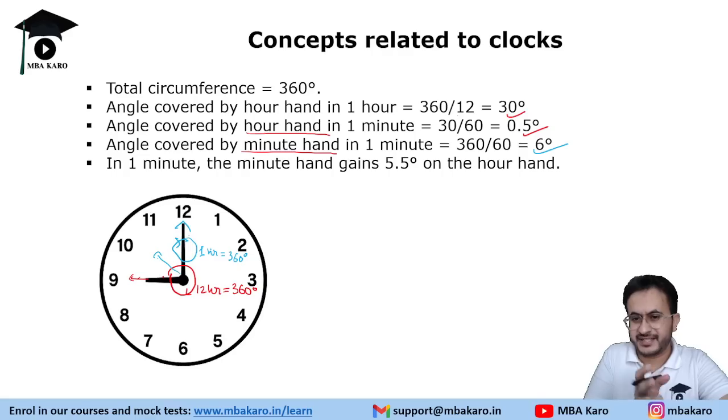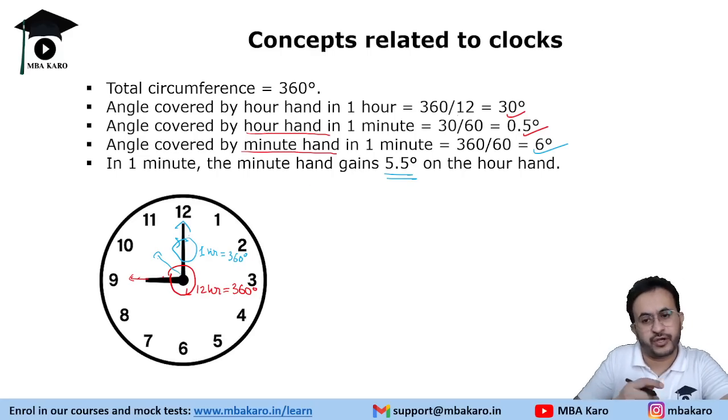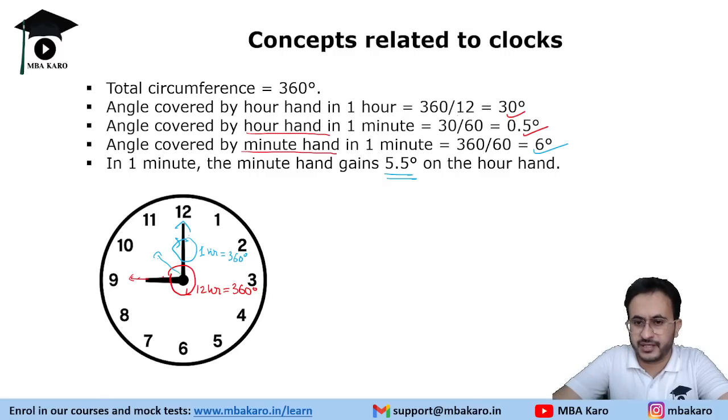Okay, so it is like relative motion. Two things are racing around the same circle in the same direction, so their relative speed is the difference between their speeds. So the minute hand gains 5.5 degrees on the hour hand per minute. Okay, so every minute the minute hand gets ahead by 5.5 degrees. So whatever formula we use, we use 5.5. This is the reason why we use 5.5. So if someone asks where 5.5 comes from, this is the reason you get 5.5.